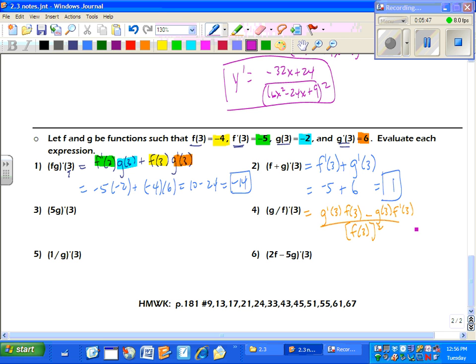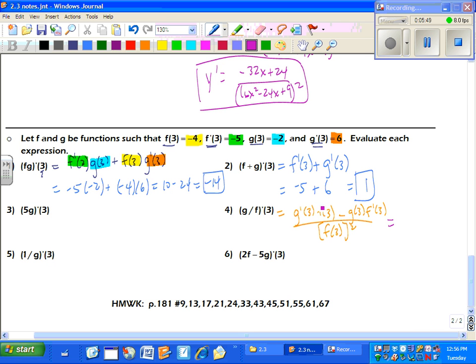So now we just plug in the values. Derivative of g at 3 is 6. F of 3, negative 4, minus g of 3, negative 2, times the derivative of f at 3, negative 5, all over f of 3 squared, so negative 4 squared. We get negative 24 minus 10 all over 16, so negative 34 over 16, or negative 17 over 8.